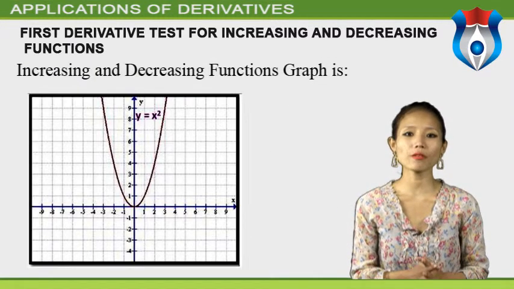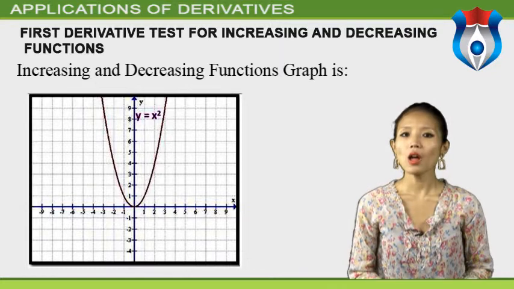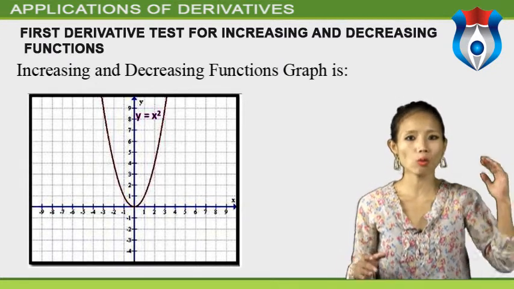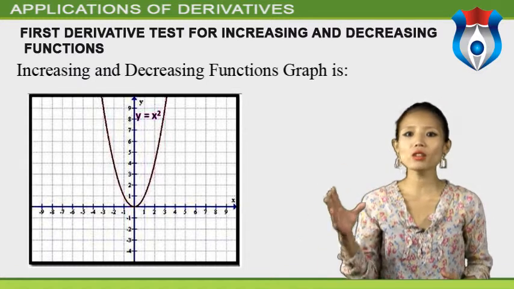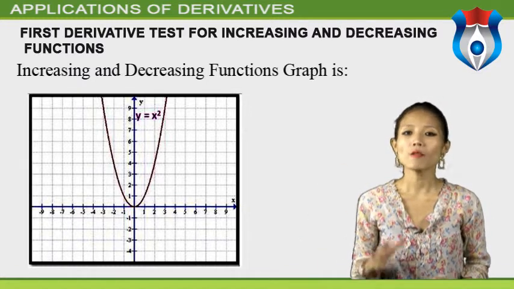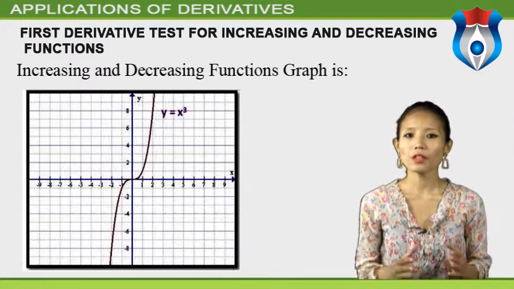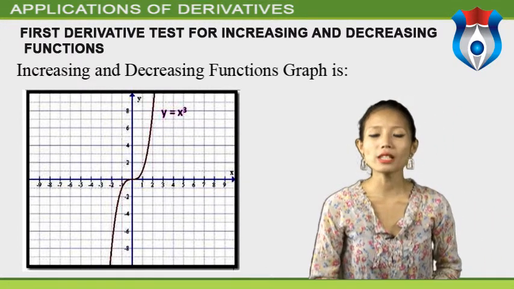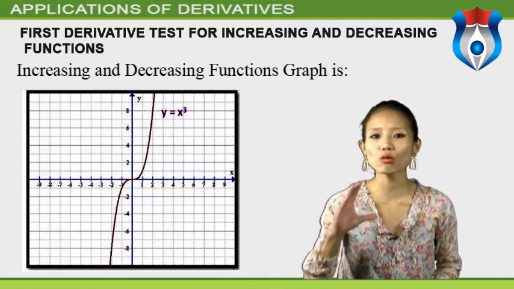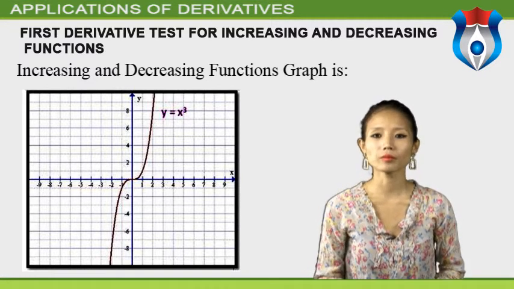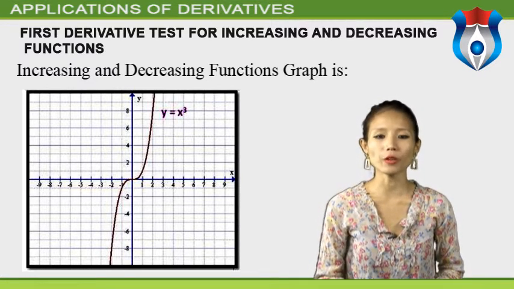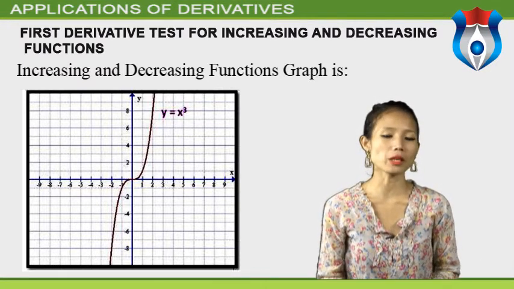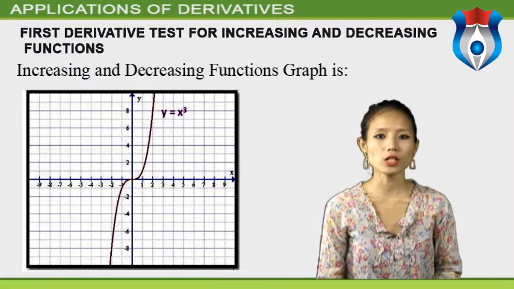Increasing and decreasing function graph is: when the function is increasing, the graph of the function rises from left to right. On the other hand, while the function is decreasing, its graph falls from left to right. The function y equals x squared is decreasing in the interval (minus infinity, 0) and is increasing in the interval (0, infinity). But the cubic function is increasing in the entire domain (minus infinity, infinity).